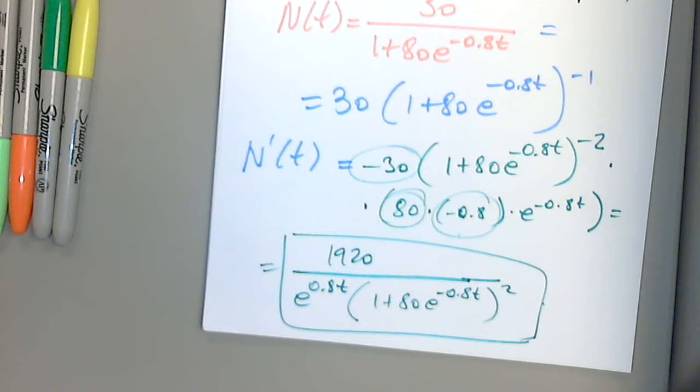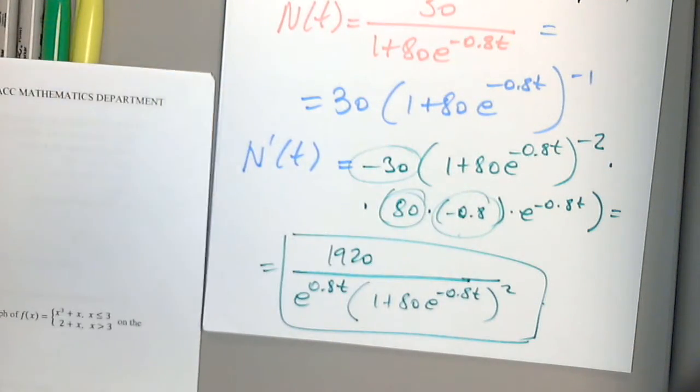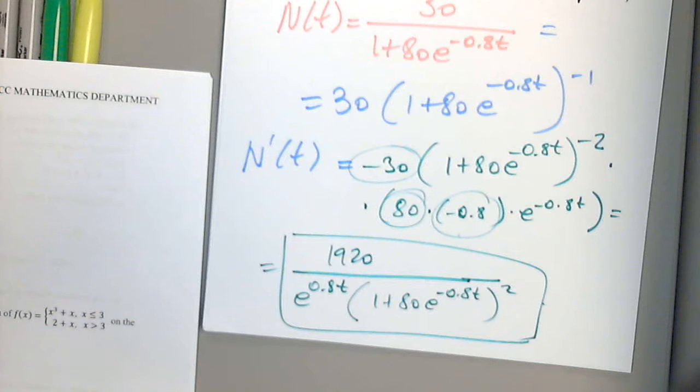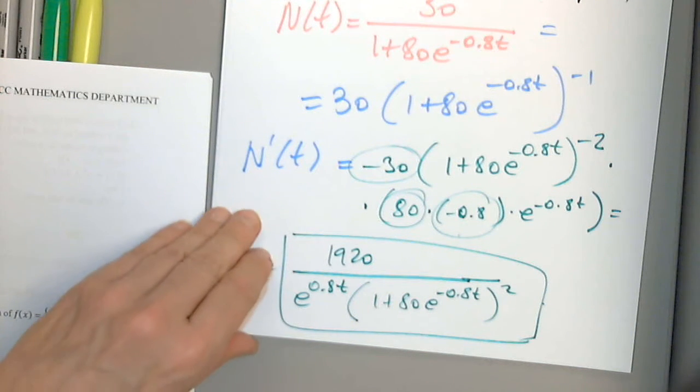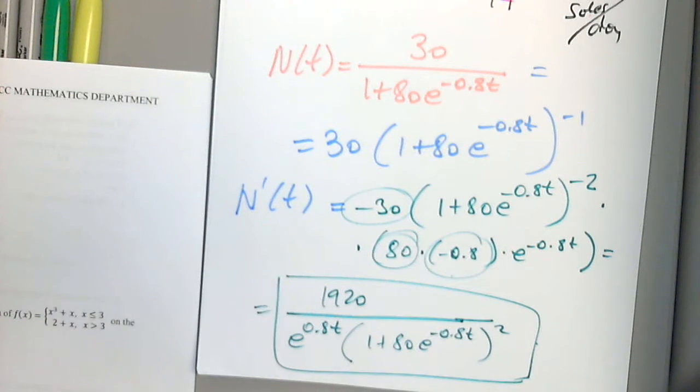Any questions? Determine the integrals. Any questions? Where did the 1920 come from? This times this times this. So if we don't simplify that deeply, I mean.